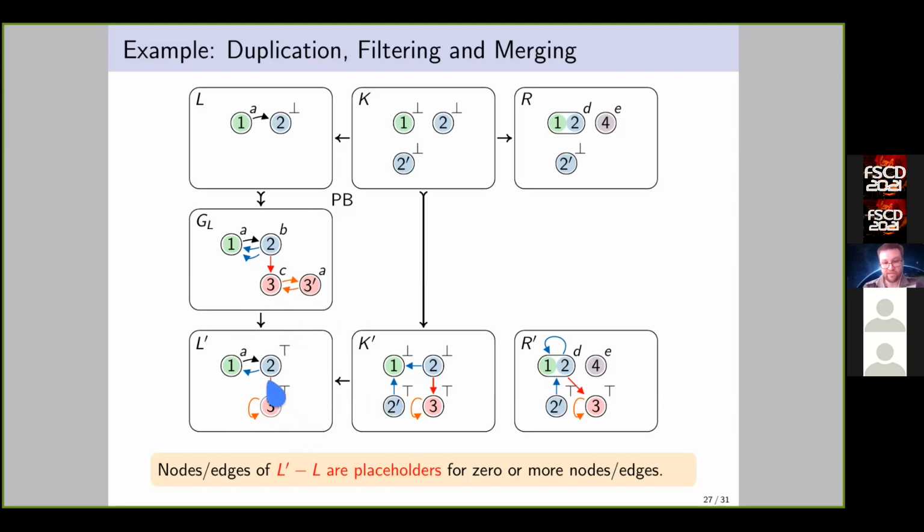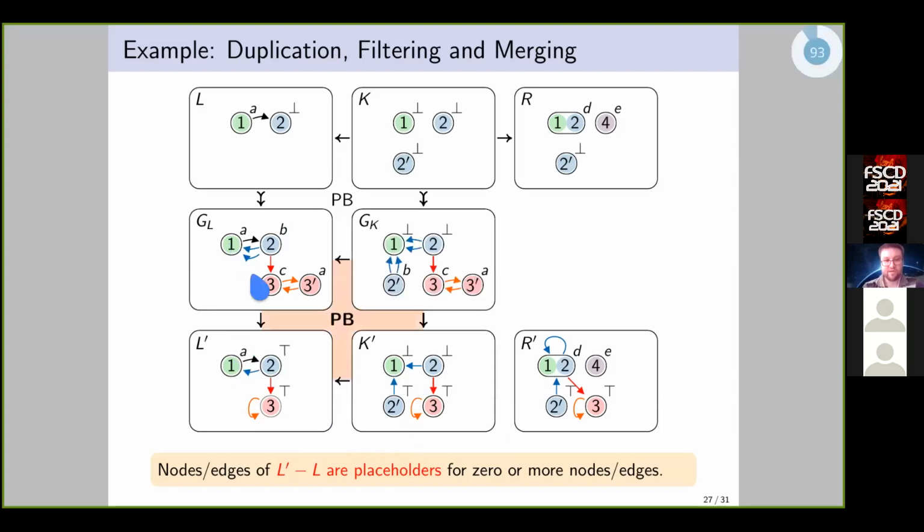Now let's have a look at this cospan, what happens here. We see that the node 1 has pre-image 1 here and has pre-image 1 here, so we get 1 instance of 1. What happens to the label? The label is the infimum of A and bottom. The infimum of A and bottom is bottom, so we erase the label.